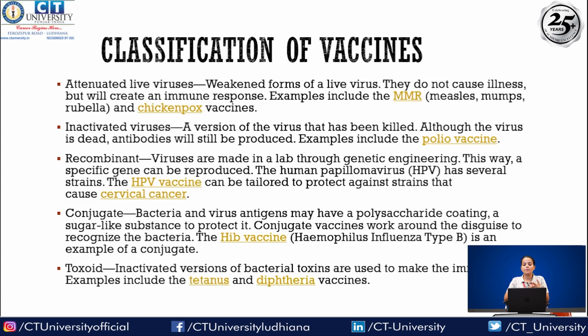An example is very simple: MMR, measles, mumps, rubella. These vaccines are known as attenuated live virus. Also chickenpox vaccines, which are very common and highly used, so they come under which classification?